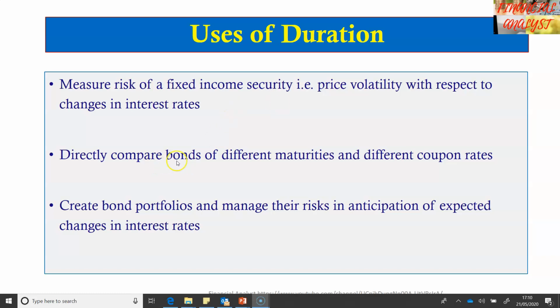Now this enables us to compare bonds of different maturities and different coupon rates and determine which one or which are most appropriate given the forecast for interest rates. Duration helps us create and manage bond portfolios. Duration as a measure of risk helps us in managing bond portfolios and take appropriate measures, both tactical and strategic, to take advantage of the expected changes in interest rates or to hedge ourselves against potential risk.